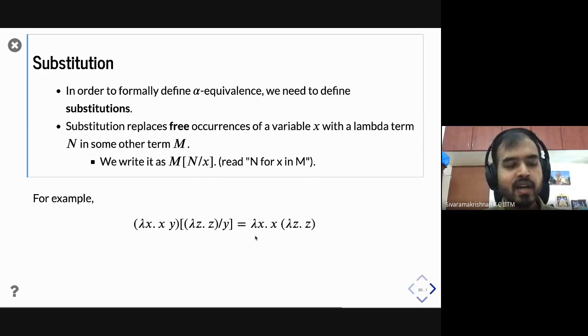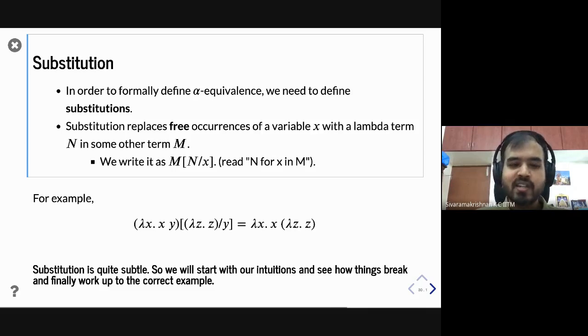The qualification is very important. Wherever you find the free variable y, you replace that with lambda z. z. If you have a bound variable, you shouldn't replace it. That's the catch there. So this is a simple example of what happens with substitution. All we are doing is taking one term and replacing that for a variable, but we are doing it only for free variables. That's the important bit.